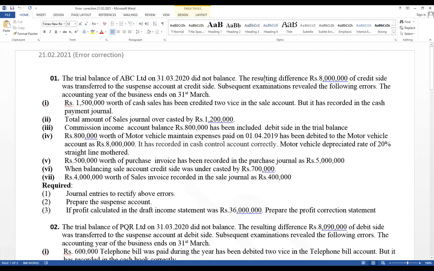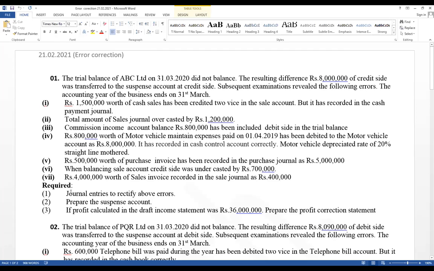Now it has given the resulting difference of 8 million on the credit side was transferred to the suspense account on the credit side. Think about the difference value available on the credit side of the trial balance. Therefore, that value should be transferred to the credit side of the suspense account. And it has given that subsequent examination revealed the following errors. The accounting year of the business ended 31st March. It has given normal errors. Some errors affect suspense accounts, some errors do not affect suspense accounts.